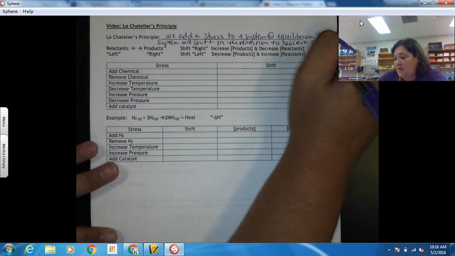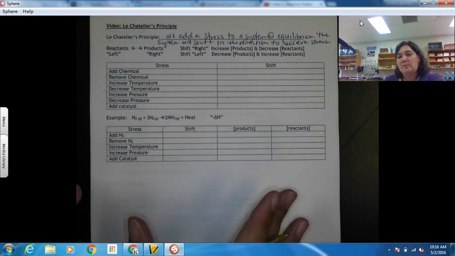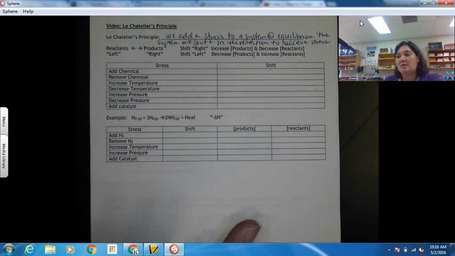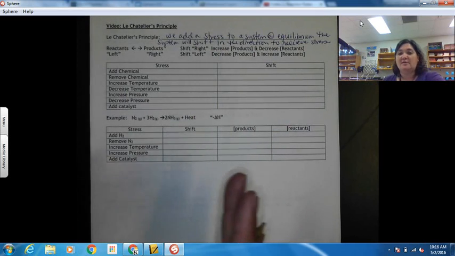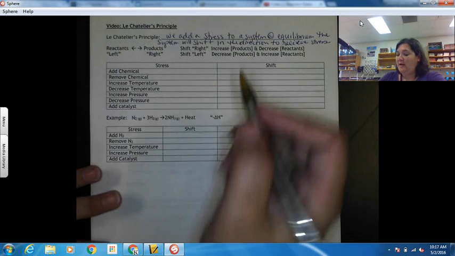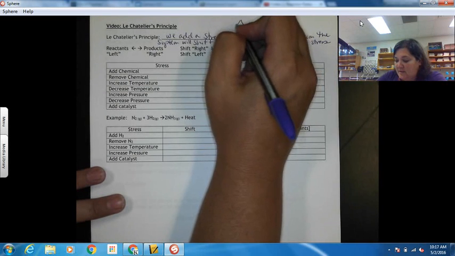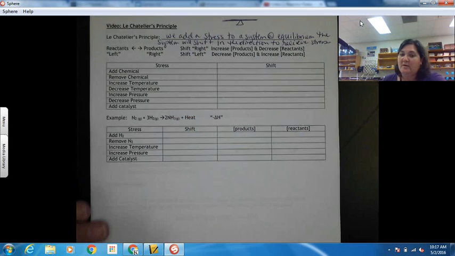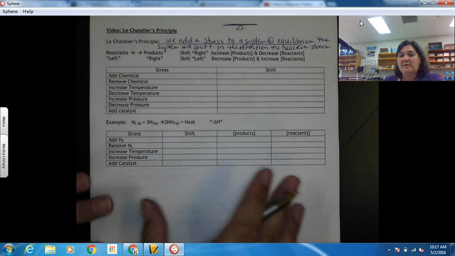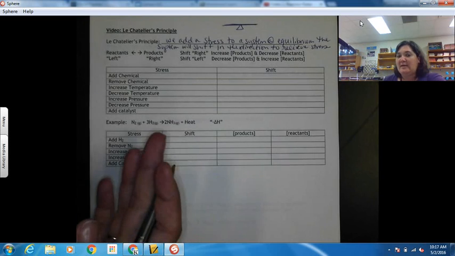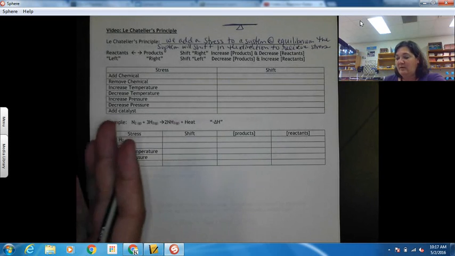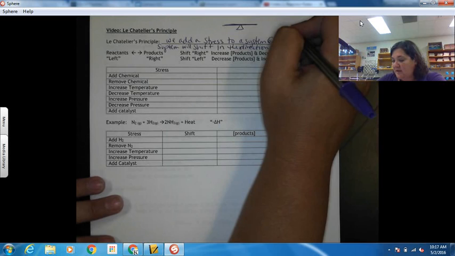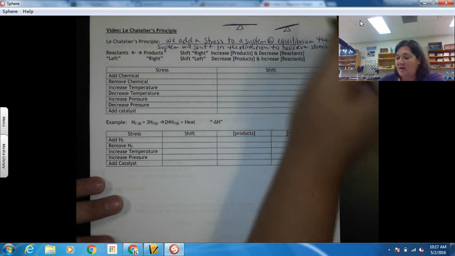Okay, so we have a system that's already at equilibrium, and so if we add a stress to it, it has to go back to equilibrium. I like to think about a seesaw when we think about these. At equilibrium, your seesaw is perfectly level. And we all know that if somebody gets on one end of the seesaw, then the seesaw gets heavy and is unbalanced.